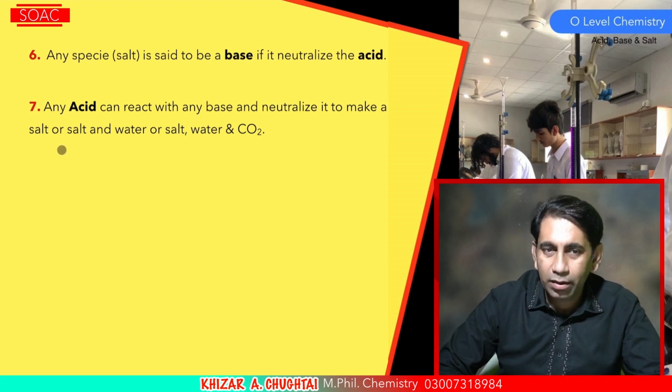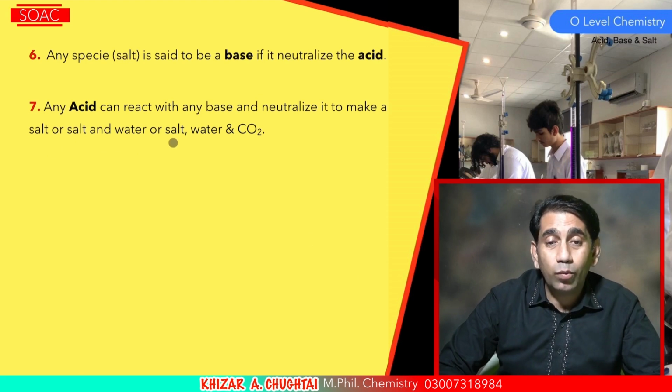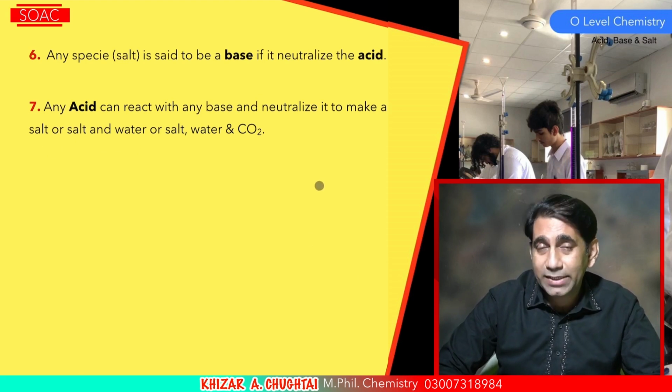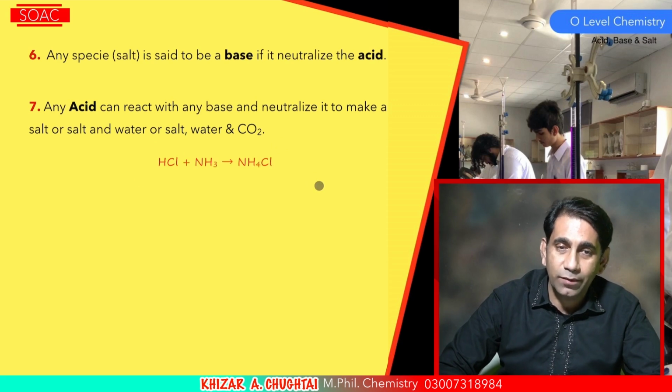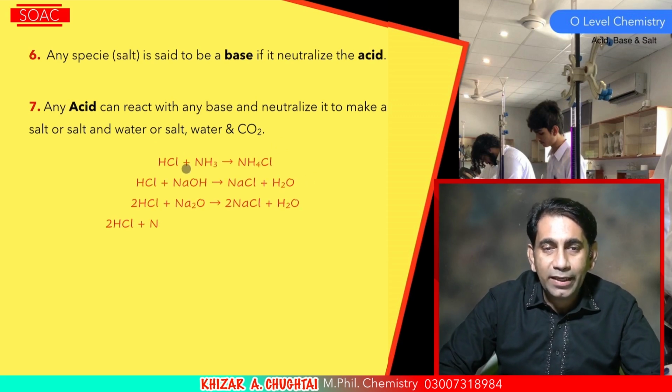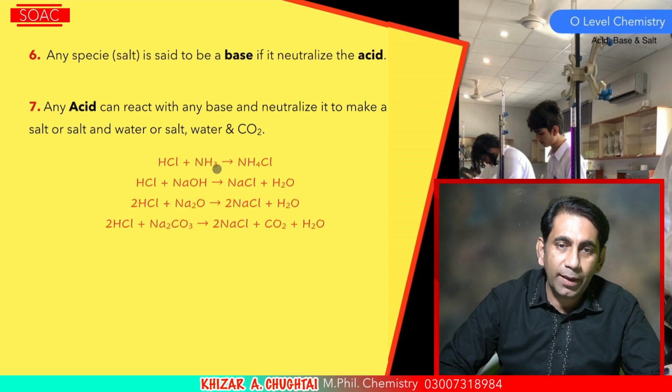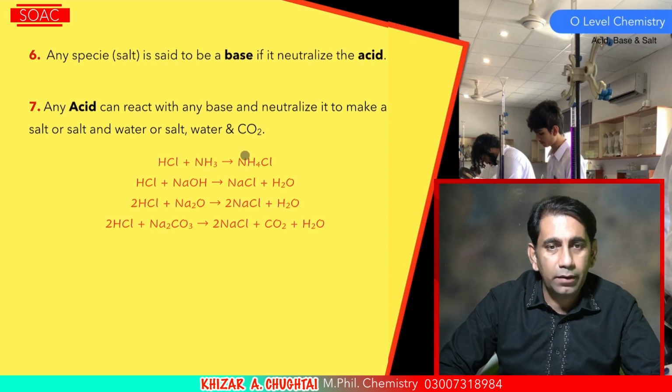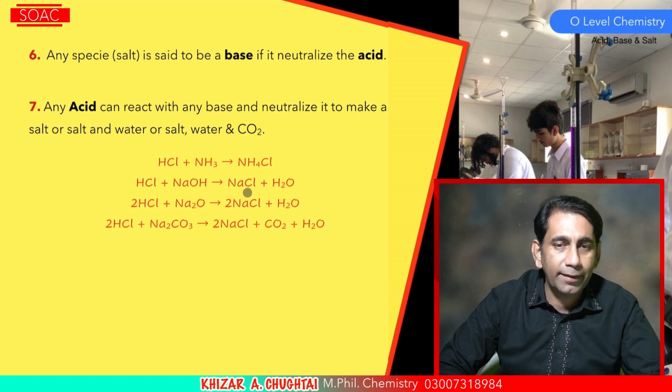Sometimes they make salt, sometimes they make salt and water, and sometimes they make salt, water and carbon dioxide gas, as far as your syllabus is concerned. For example, when HCl is allowed to react with ammonia, it makes ammonium chloride, just salt. When HCl reacts with sodium hydroxide, it's going to make sodium chloride and water.